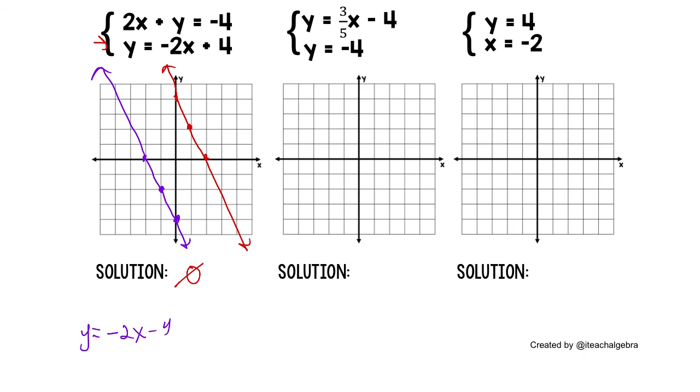All right, y equals 3/5 x minus 4. So we go down 4. 1, 2, 3, 4. And then up 3, right 5. Well, that line made no sense. There we go. Next one, y equals negative 4. That means it's going to be a horizontal line at y equals negative 4. We do have indeed one solution, and it is at 0, negative 4, where these two lines cross.